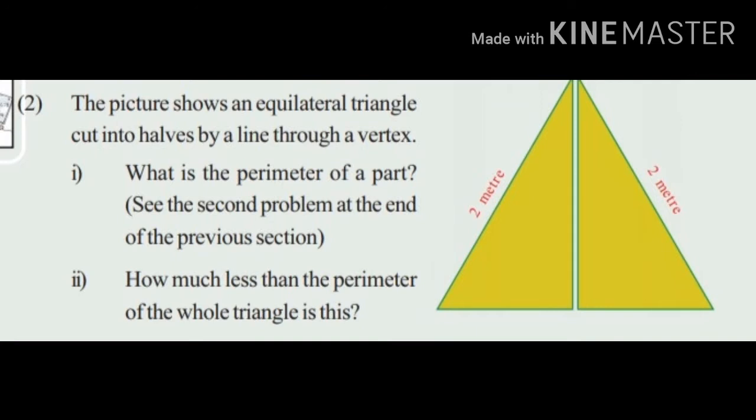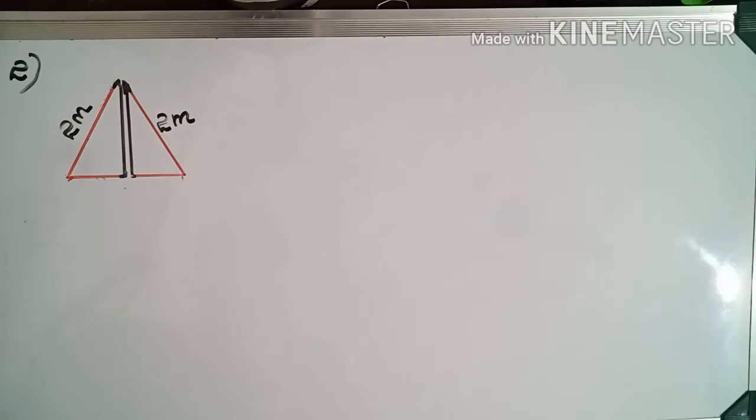Now second question, the picture shows an equilateral triangle cut into halves by a line through a vertex. First sub-question, what is the perimeter of a part? Second sub-question, how much less than the perimeter of the whole triangle is this? Here in this question, one equilateral triangle is cut into two halves.